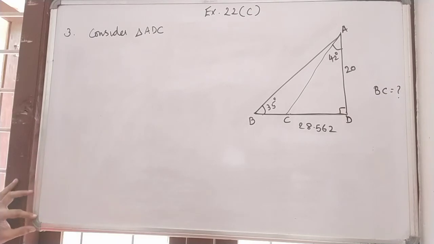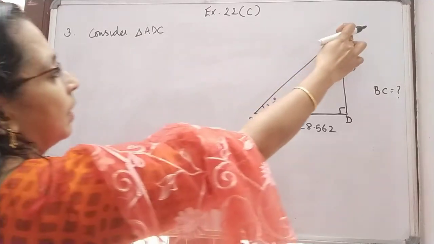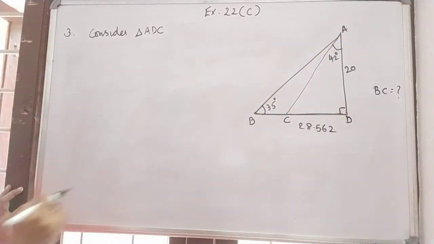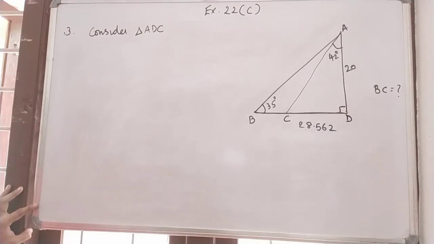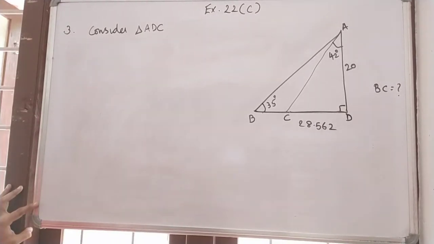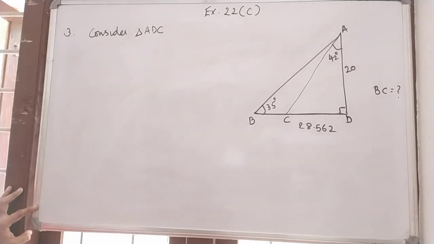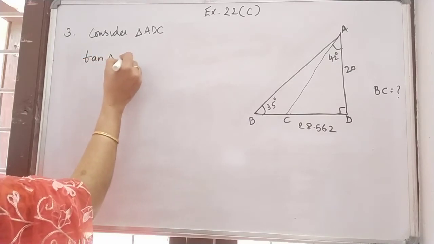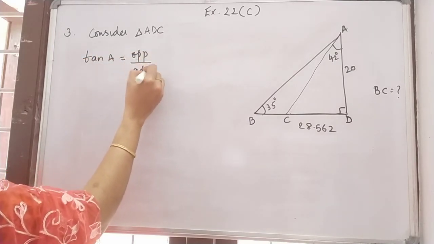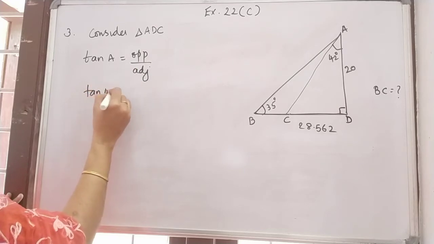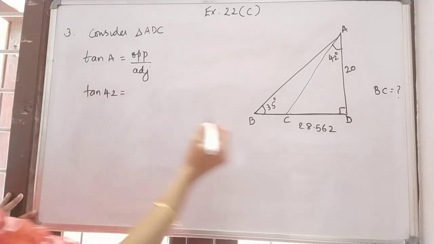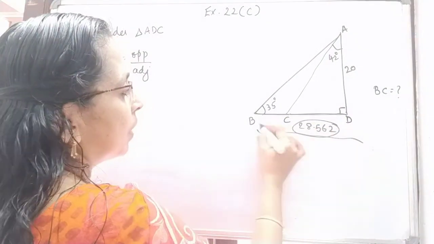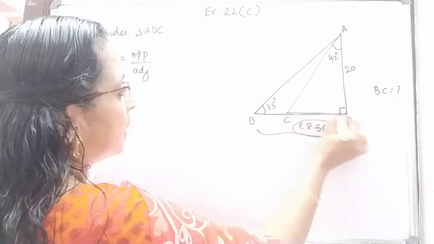So consider triangle ADC. Here also we can take tan 42, since the angle is given as 42. So tan A is equal to opposite divided by adjacent. That is, tan 42 is equal to opposite. We don't know this. This is BD, the total. We need CD, and we don't know that.